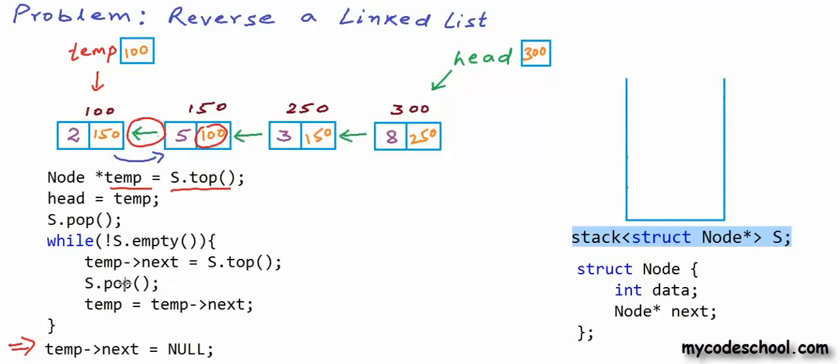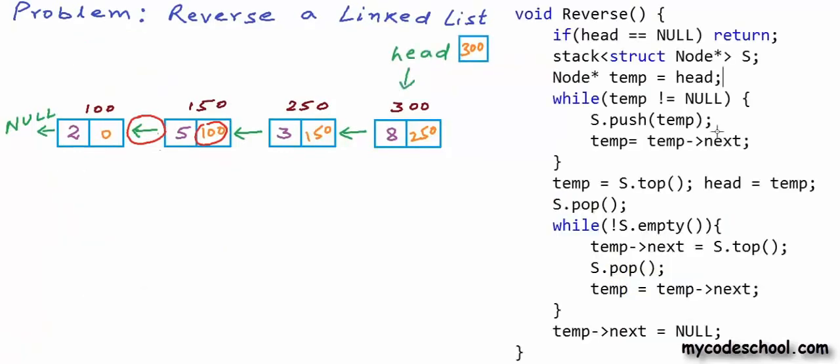After exit from the loop, I have written one more line, temp.next equal null. So I'm setting the last link part of last node in reversed list as null. Finally, this is my reverse function. I have assumed that head is a global variable and it's a pointer to node. If you want the complete source code, you can check the description of this video for a link.